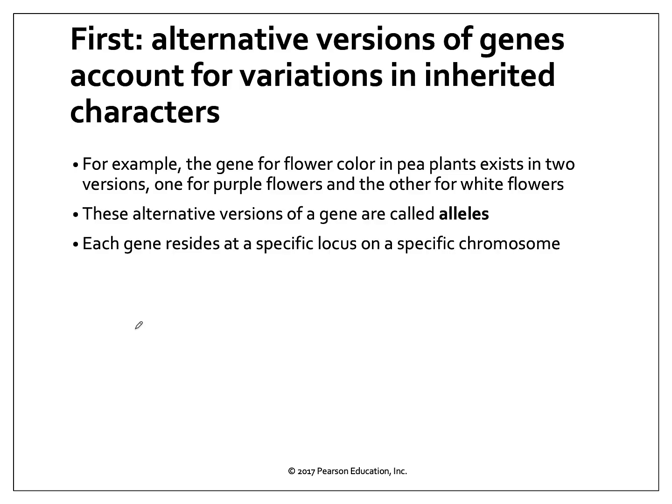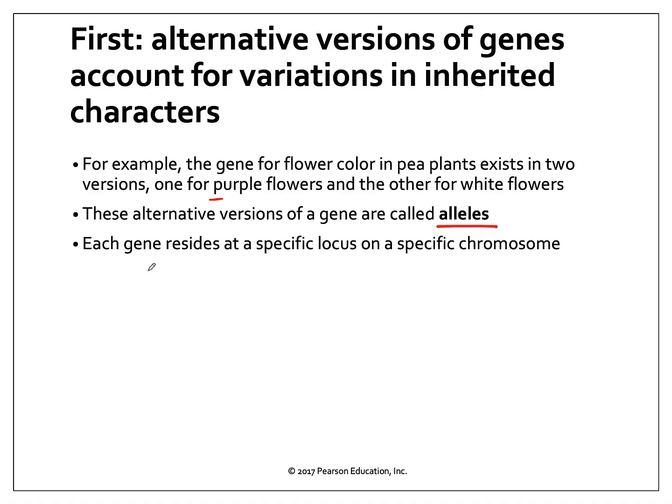So these are the conclusions that Mendel came to as a result of his experiments. The first conclusion was that alternate versions of genes account for the variations in inherited characters. This means that the heritable factor, the genetic factor, is what causes the different traits, whether it's purple or white. We call these different versions of the genes alleles, and we usually represent them with a letter. The letter is usually going to correspond to the dominant gene.